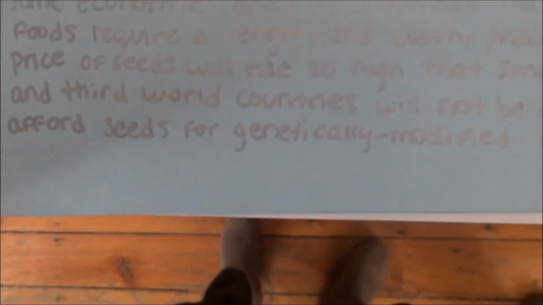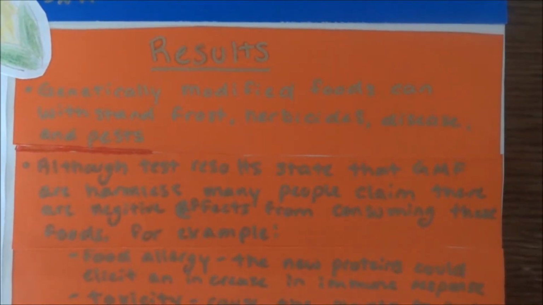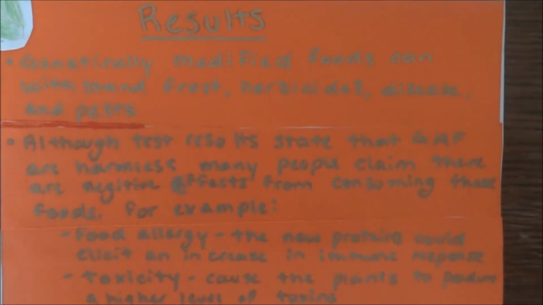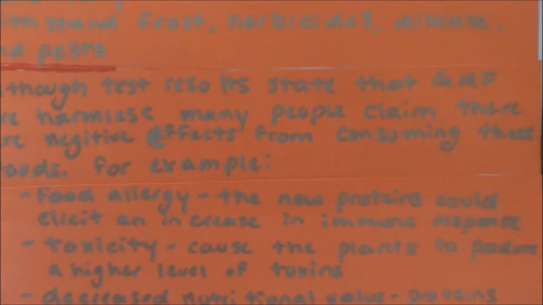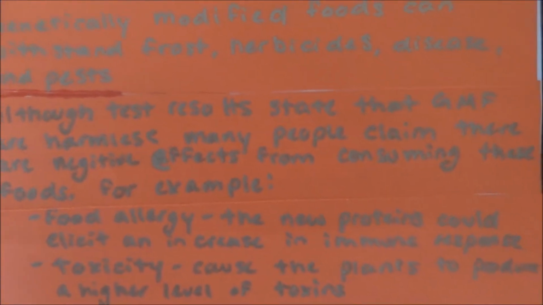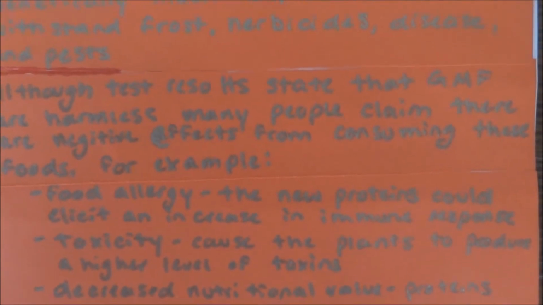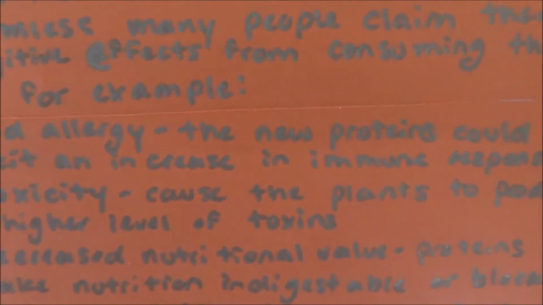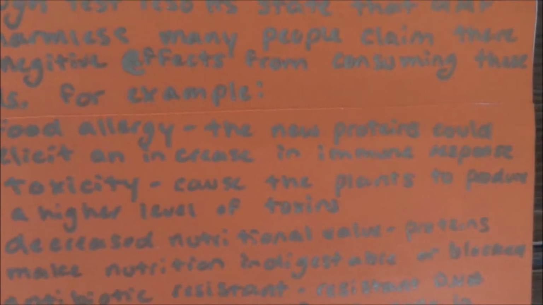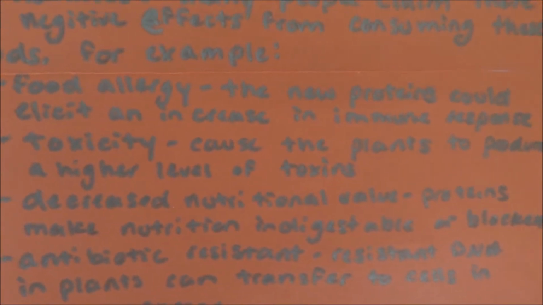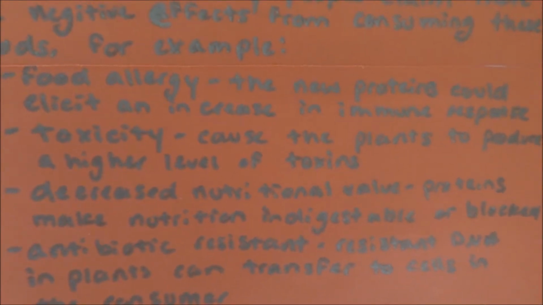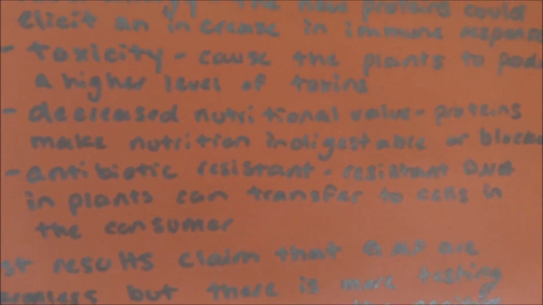And that was Kayla. Okay, so I'm going to talk about results, and this is Tala. Genetically modified foods can withstand frost, herbicides, disease, and pests. Although test results state that genetically modified foods are harmless, many people claim that there are negative effects from consuming them. For example, food allergies, where the new proteins could elicit an increase in the immune response, or toxicity, which causes the plants to produce a higher level of toxins.